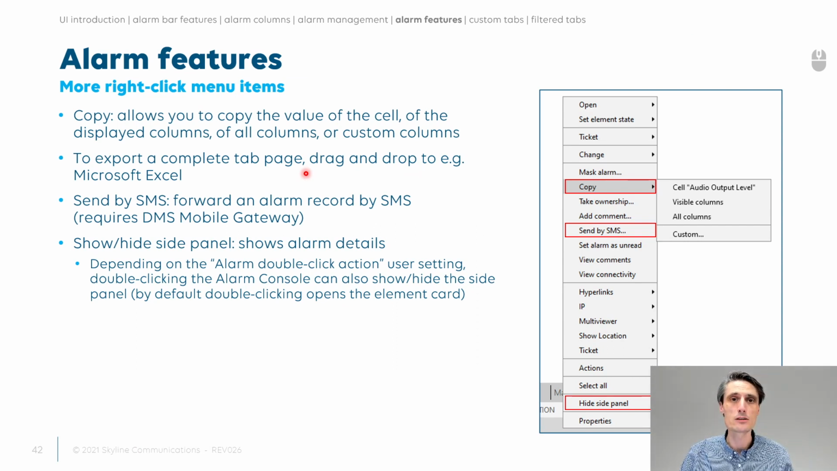So that's a convenient way of exporting a complete tab page into Excel. Note that, of course, you can also do Ctrl-A, select all of them, and use the copy selected or visible columns and then paste it into Excel.